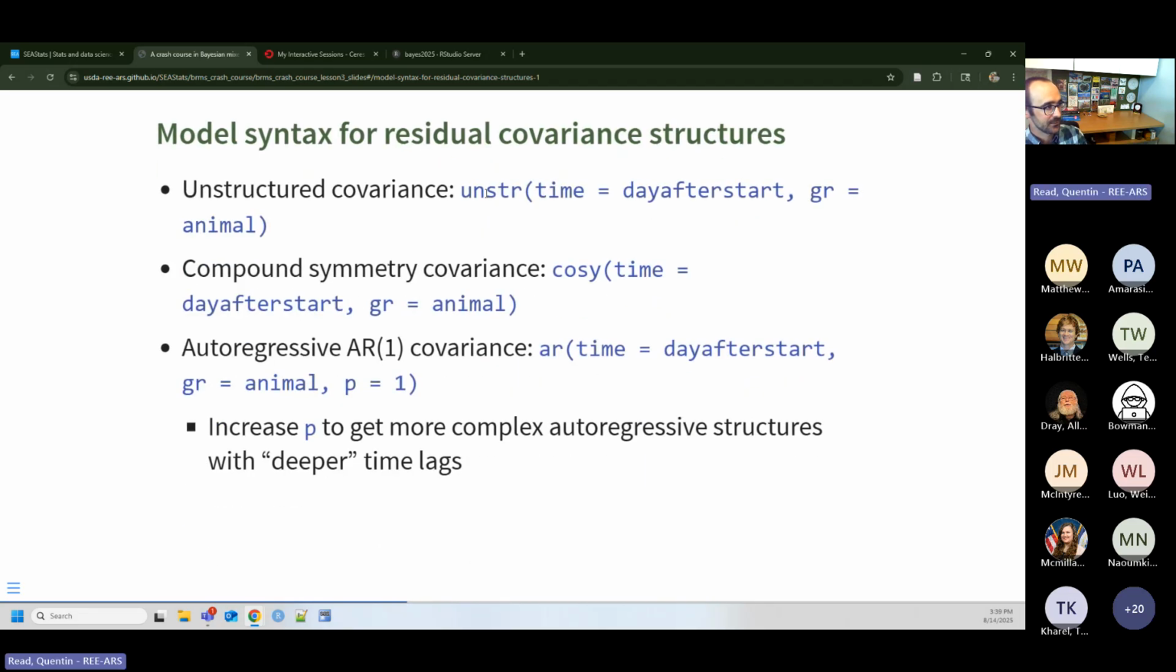This is how you would do it. They're all the same; the name of the function is different in each case. For first order autoregressive, we have to supply p equals 1. I didn't go over this, but it means each time point is correlated with the one immediately adjacent to it. You can increase that parameter to get more complex autoregressive models, but that probably isn't something you would often need for a simple repeated measures design. So we're going to use AR1 here. That was the model I showed you just now.